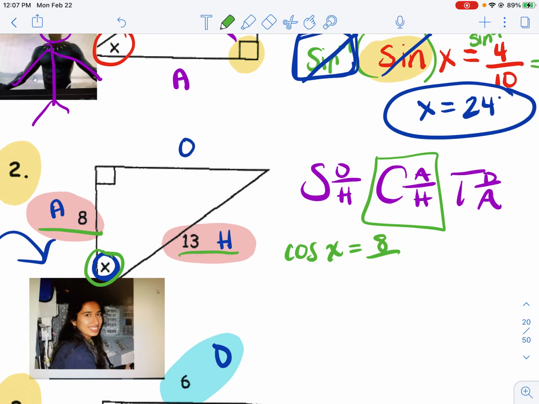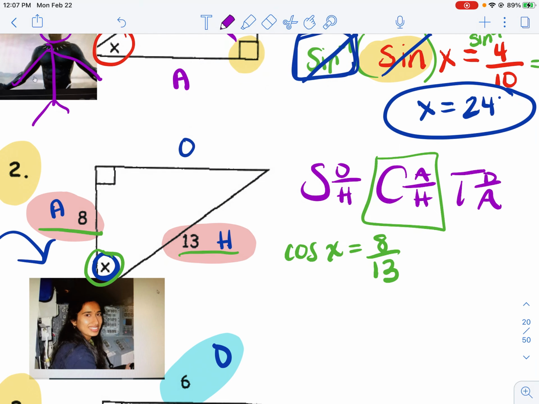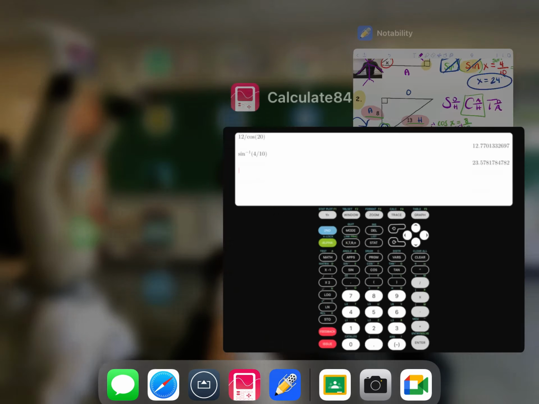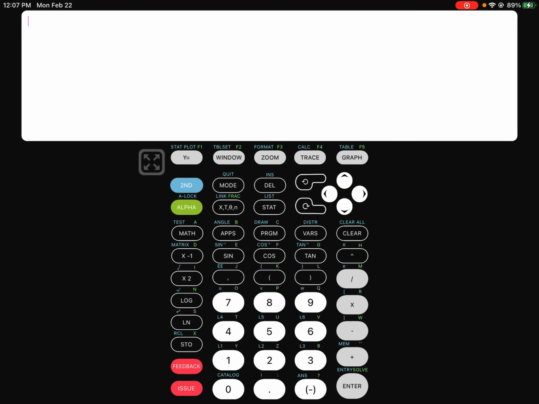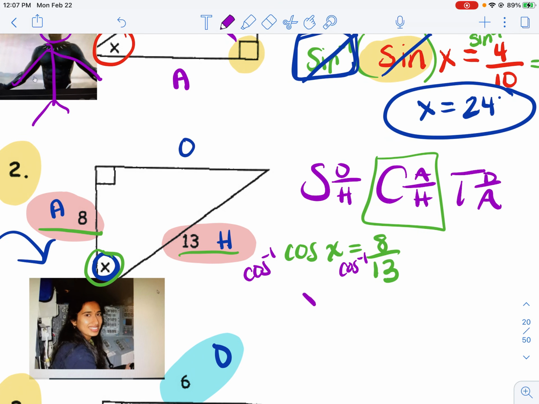So 8 over 13. Now do not cross multiply here, my friends. This is your hint. You are going to have to do the inverse on both sides. So let's talk about how I put this in. We're going to go to our calculator. I'm going to hit my second button, the blue button, cosine. So it should look like that. 8 divided by 13. And that's 52. Was that right? Yep. So x will be 52 degrees.